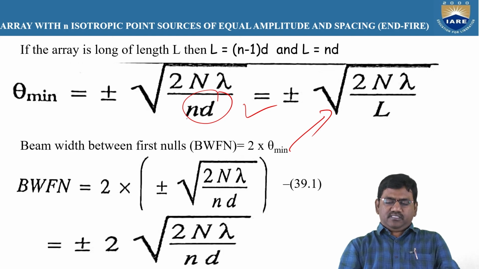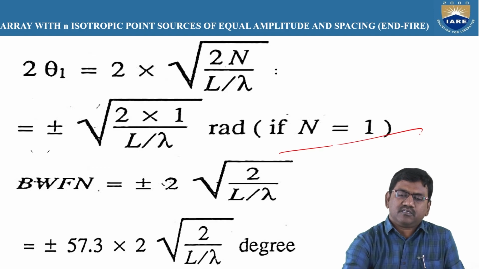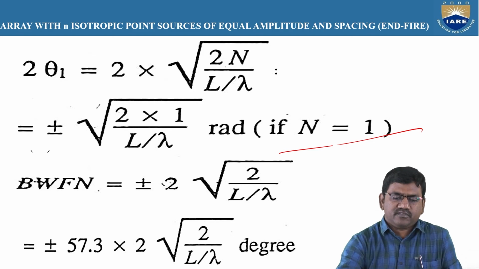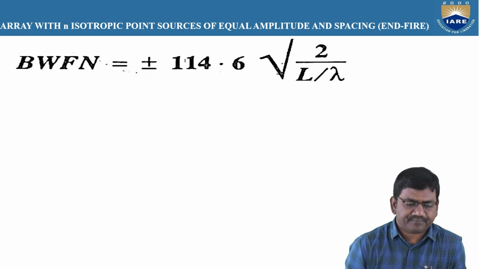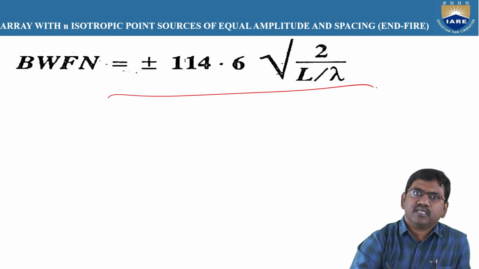If you further simplify this, you will get 2 theta 1 is equal to root of 2 lambda by L. Now if you want to find n equal to 1, that is the major lobe maxima. Suppose for the major lobe maxima the value of n is equal to 1, then you will get the beamwidth between first nulls equal to 2 into square root of 2 lambda by L. If you further simplify, you will get beamwidth between first nulls as 114.6 into root of 2 lambda by L.